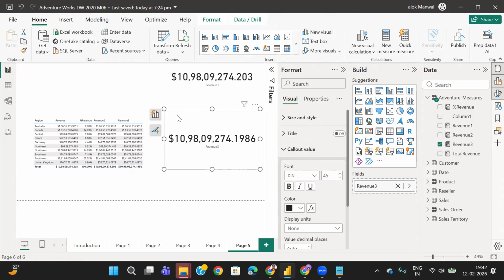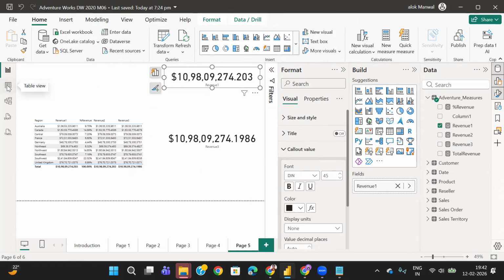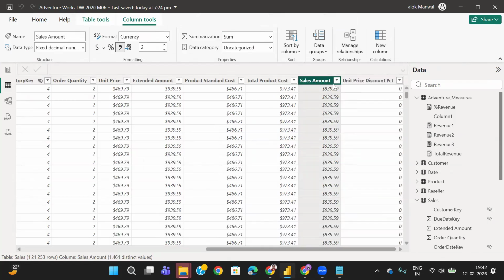Okay, maybe because the discount is rounded off. That's why. Yeah, percentage. Yes, yes, yes. That's why we are facing the issue. Yeah, it's not a very big deal.